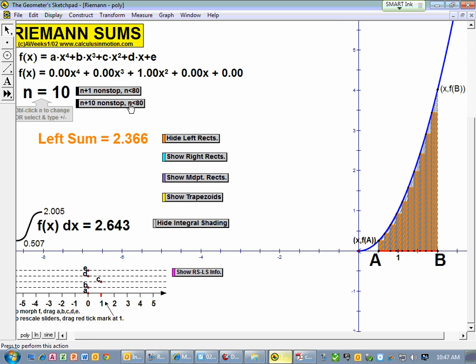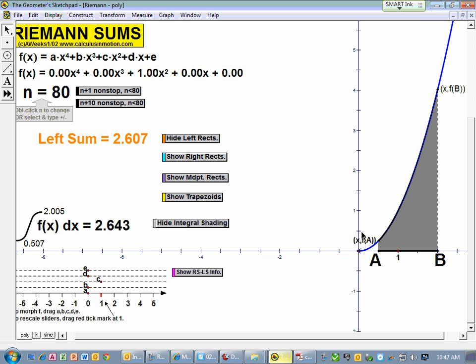Use more rectangles. So if I go up to, say, 40 rectangles, there's still some error, right? It's still under it. It's harder to see them, but we're at 2.572 versus the exact 2.43. And so as we continue adding more and more rectangles, we get closer and closer.